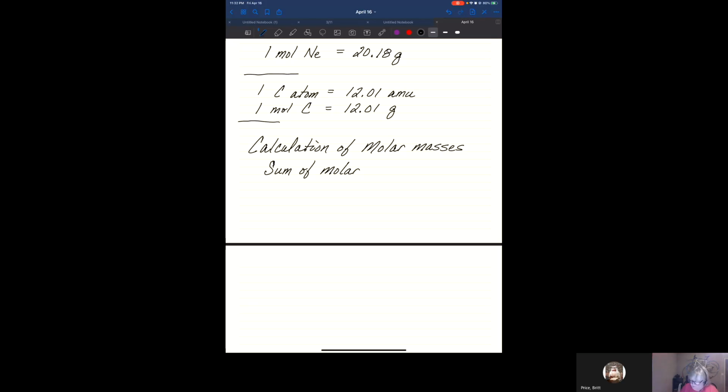If we're going to find a molar mass of some compound or some substance, it's simply the sum of the molar masses.